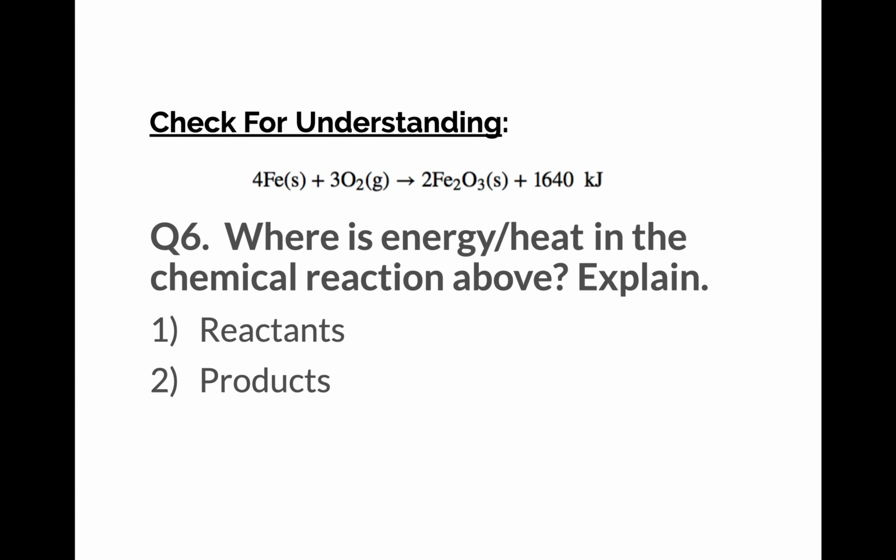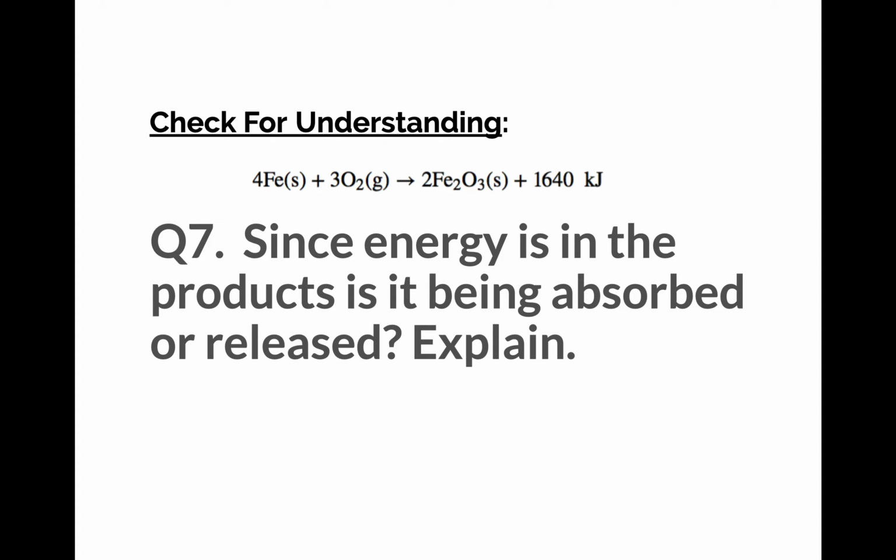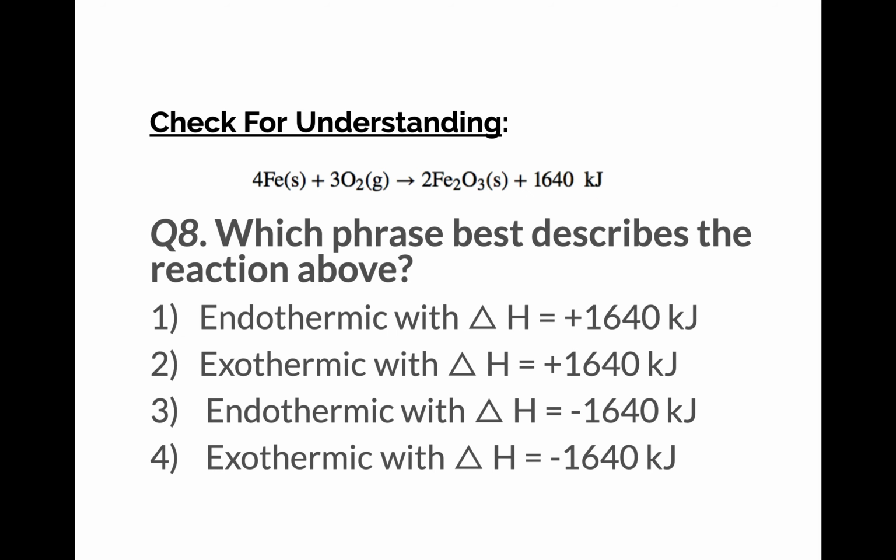body. Take a moment, pause the video, answer this question, and then come back. Where is energy heat in the chemical reaction above? We can see that joules is in the product side, so the energy / heat is going to be in the products. Since energy is in the products, is it being absorbed or released? Energy is in the products, that means it's going to be released. Which phrase best describes the reaction above? It's going to be exothermic because energy is being released, and with exothermic reactions, we know that our delta H is going to be negative, so therefore our answer is 4.